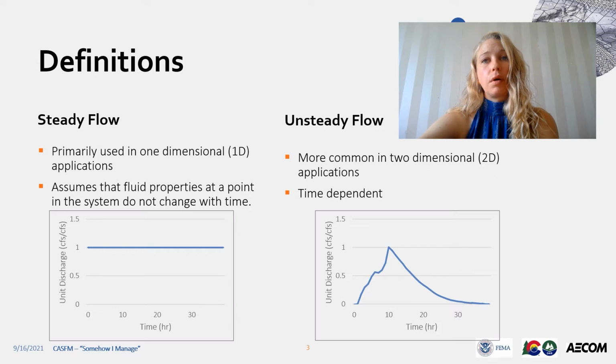Unsteady flow is more common in 2D applications and changes with time. A unit hydrograph for something like this would ramp up to a peak and then fall back down, which is what you can see on the right here.